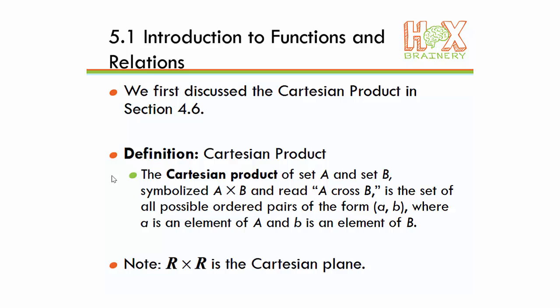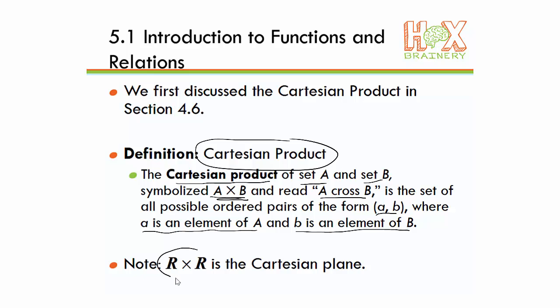So we first discussed the Cartesian product in section 4.6. So just a reminder, the definition for a Cartesian product is the following. The Cartesian product of set A and set B, which we symbolize this way and read as A cross B, is the set of all possible ordered pairs of the form (a, b), where a is an element of set A and b is an element of set B.